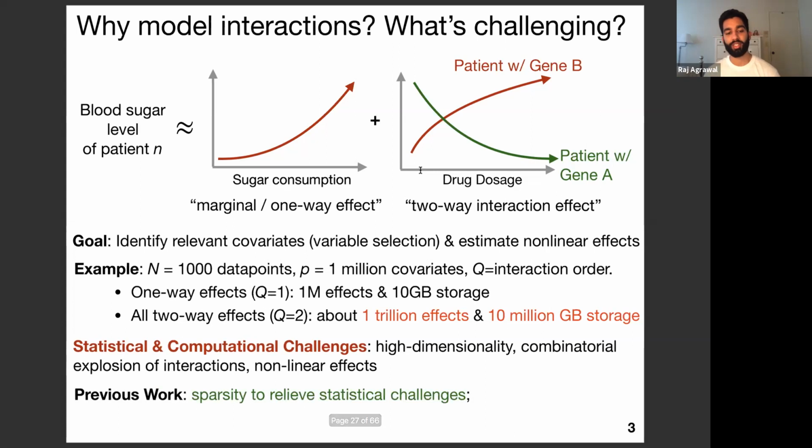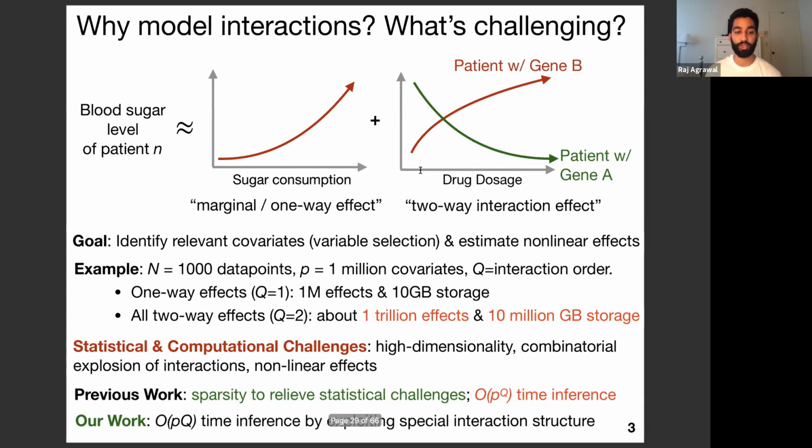At least on the statistical side, previous work addresses those challenges through a sparsity condition, which basically says that a lot of these effects are actually zero. But nevertheless, on the computation side, they're still slow. They scale as O(P^Q) because they explicitly generate all interactions. So if Q is larger than 1 and P is moderately large, then these methods don't scale well. So I'll show how we can make a method that scales linearly in both P and Q by exploiting some special interaction structure.